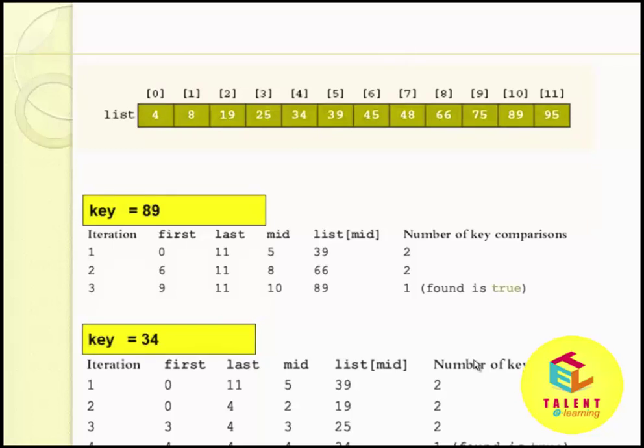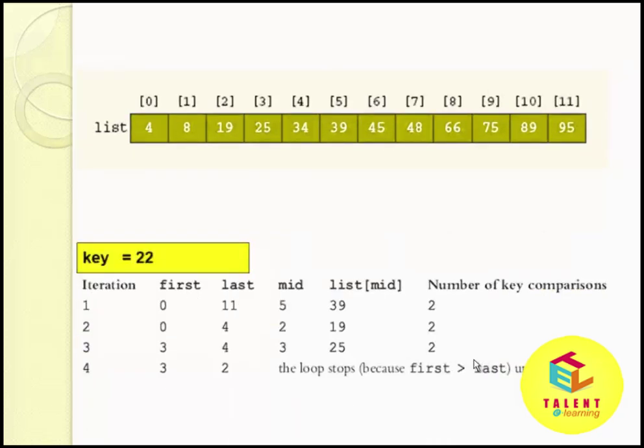Here consider this array. If key is 89, 3 iterations are performed and 2 plus 2 plus 1 equal to 5 comparisons are performed. Similarly, for key equal to 34, there are 4 iterations taking place and 7 comparisons being performed. If key is 22, 4 iterations take place and 6 comparisons are performed.